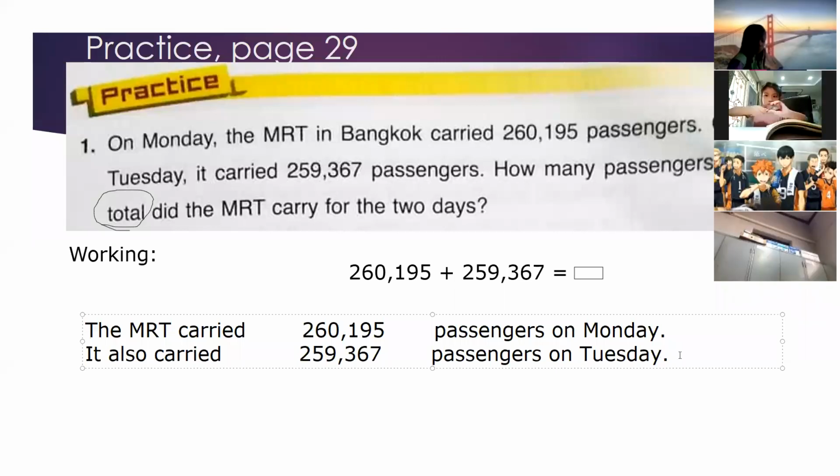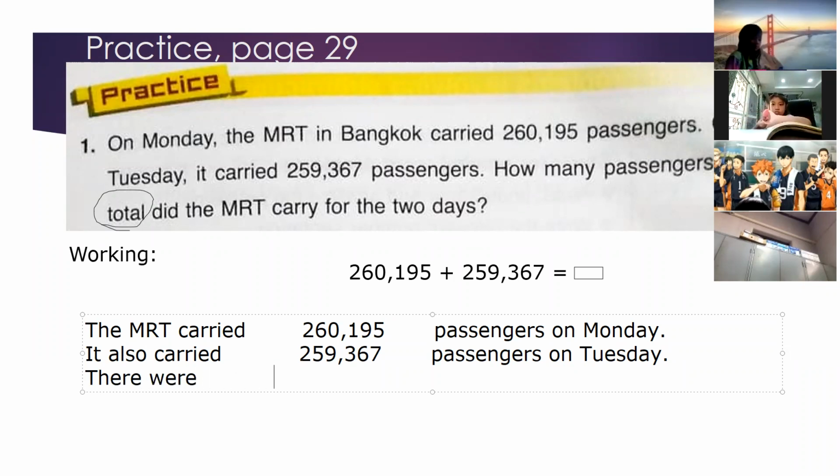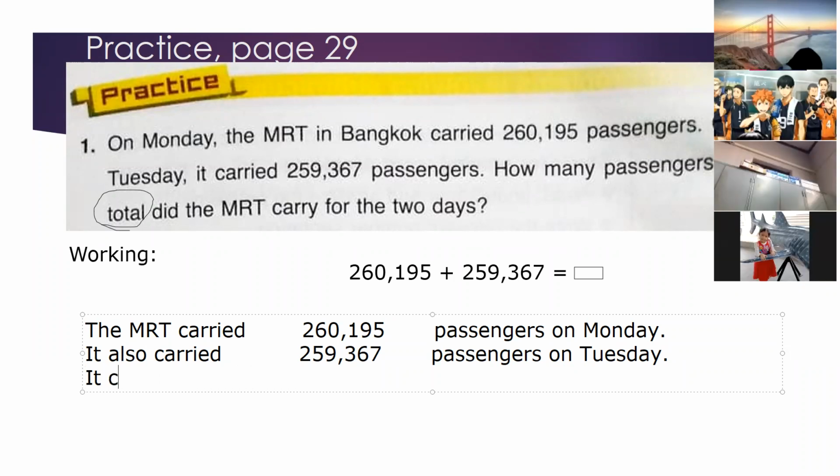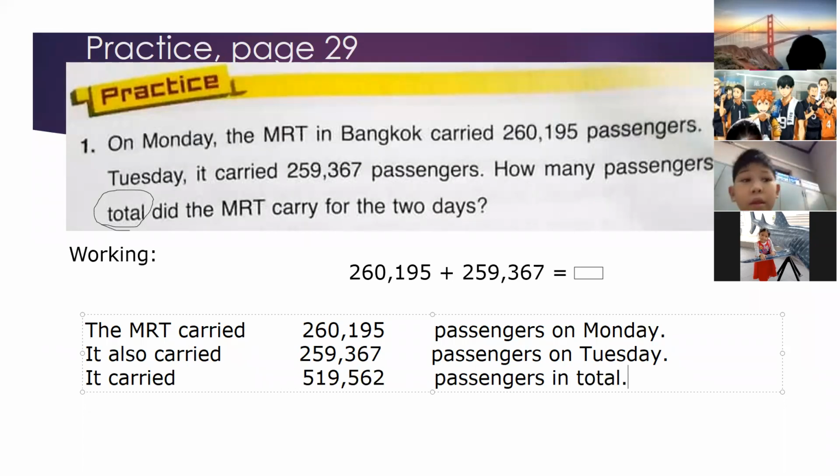You're finished, Gino. Okay, next, the third or the final sentence should depend on the question. How many passengers in total? So you can use there were or the total number. I think there were is okay for me. Or maybe I don't like there were. I can change it to it carried. And then I will add 5 plus 7 is 519,562 passengers in total. Okay, that's it. That's enough.